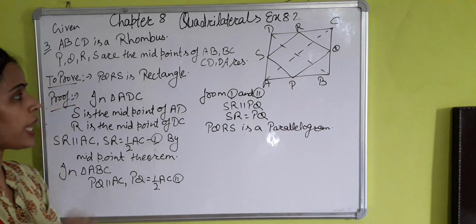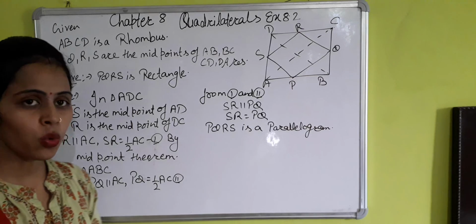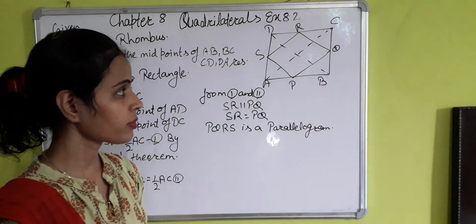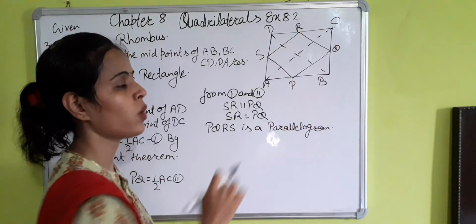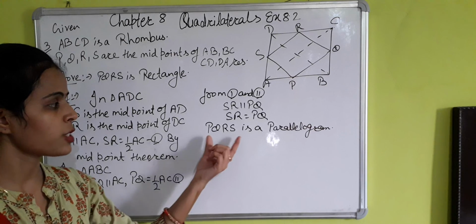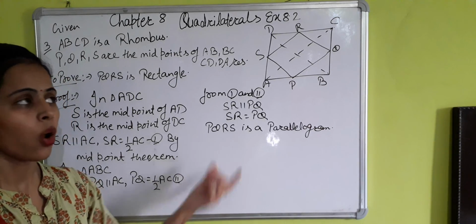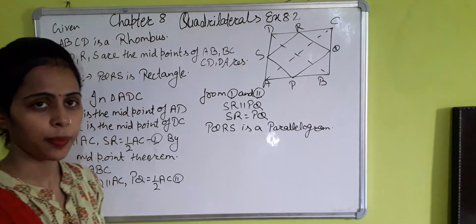But we have to prove that this PQRS is a rectangle. There are two methods. First is that we prove its diagonals PR and SQ are equal. If diagonals are equal, then we can say that this PQRS is a rectangle, or we prove that these angles are of 90 degrees.